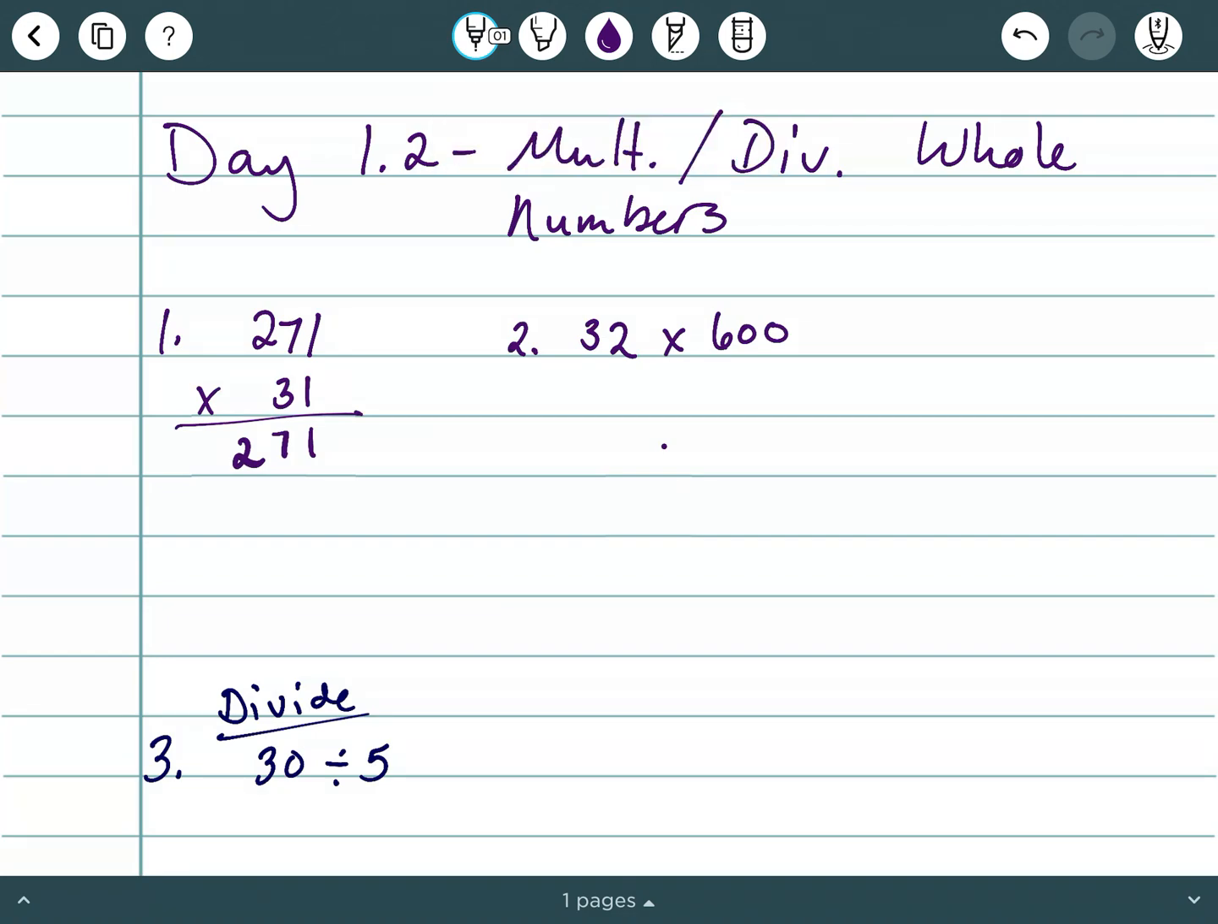Then we are going to take the 3 in the tens place and multiply 3 by each one of these. But since the 3 is in the tens place, it's really like the number 30. So if I do 30 times 1, I get 30. That's why we bring down a 0 as a placeholder.